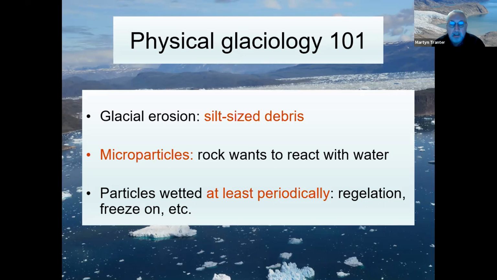If you look on the backs of the silt-sized particles, you always find microparticles. And I didn't quite appreciate back in the day that the rock will always want to react with water. So glacial flow will always try to react with water if it possibly can. And then under the glacier, the particles are wetted at least periodically. If they're not water transported, then periodically they get bathed by regelation water. And sometimes they're bathed by freeze-on waters at the bed as well.